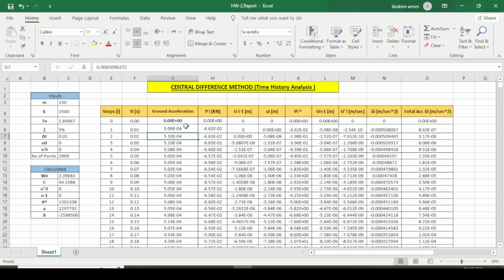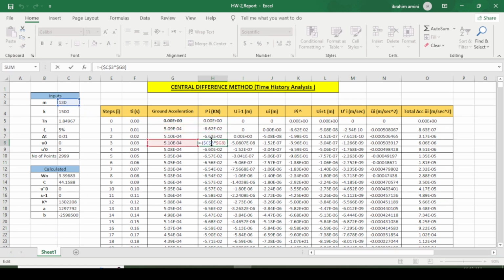It is the ground acceleration, information taken from the earthquake record. Afterwards we will have the axial forces in kilonewton. This is mass multiplied by accelerations. After that we will have the axial force for these and the others. Okay, mass will be constant.